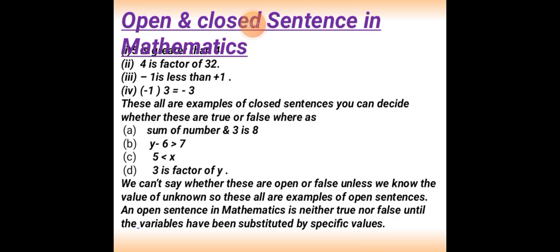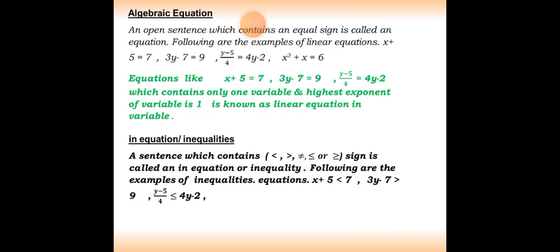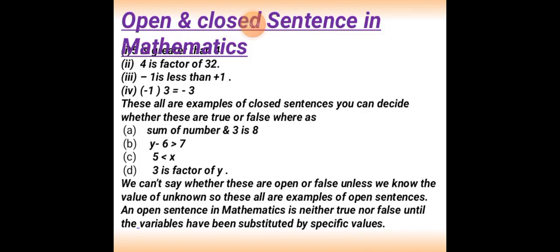Unless we know the values of the variables, we can't say whether it's true, whether it's false, or whether it's closed. Algebra. Okay, once again, listen to me. An open sentence in maths is one that uses variables, meaning that it is not known whether the mathematical sentence is true or false. A closed sentence, on the other hand, is a mathematical sentence that is known to be either true or false.